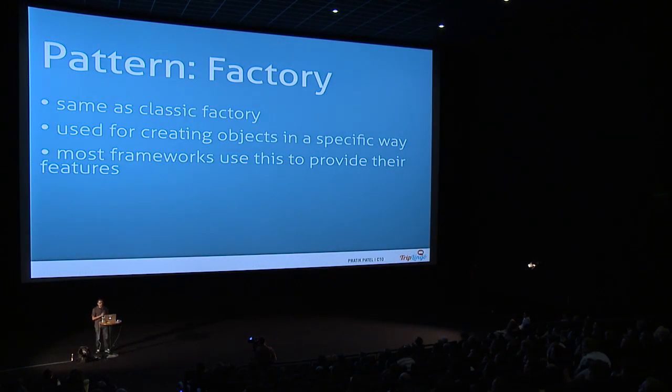All right, so the next pattern is the classic factory pattern. The factory pattern, if you don't remember what it is, is used for creating objects in a very specific way, right? Rather than just go newing up a new item or whatever, you use a factory and it generates an object for you in a way that you specifically defined, defined by the developer. Most frameworks actually use the factory pattern in one way or the other, right?